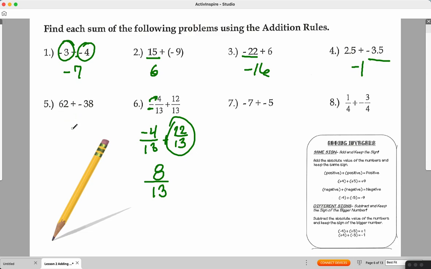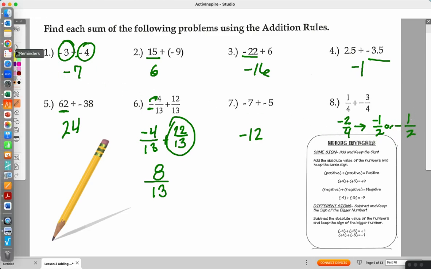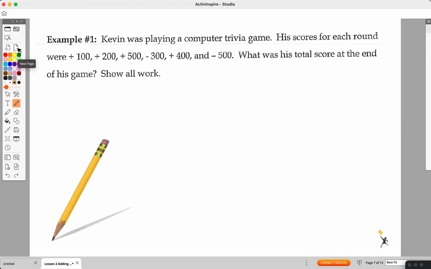All right, so this next one is going to be 24. Again, the greater absolute value is positive. Here you have same signs, so you're going to make it -12. And here you get different signs. You're going to get -2/4, but you know that wouldn't be correct. You'd have to simplify it to -1/2. You can write that like this, or you can write it like this. Either one is considered correct. Okay? All right, let's take a look at some real-life word problems.